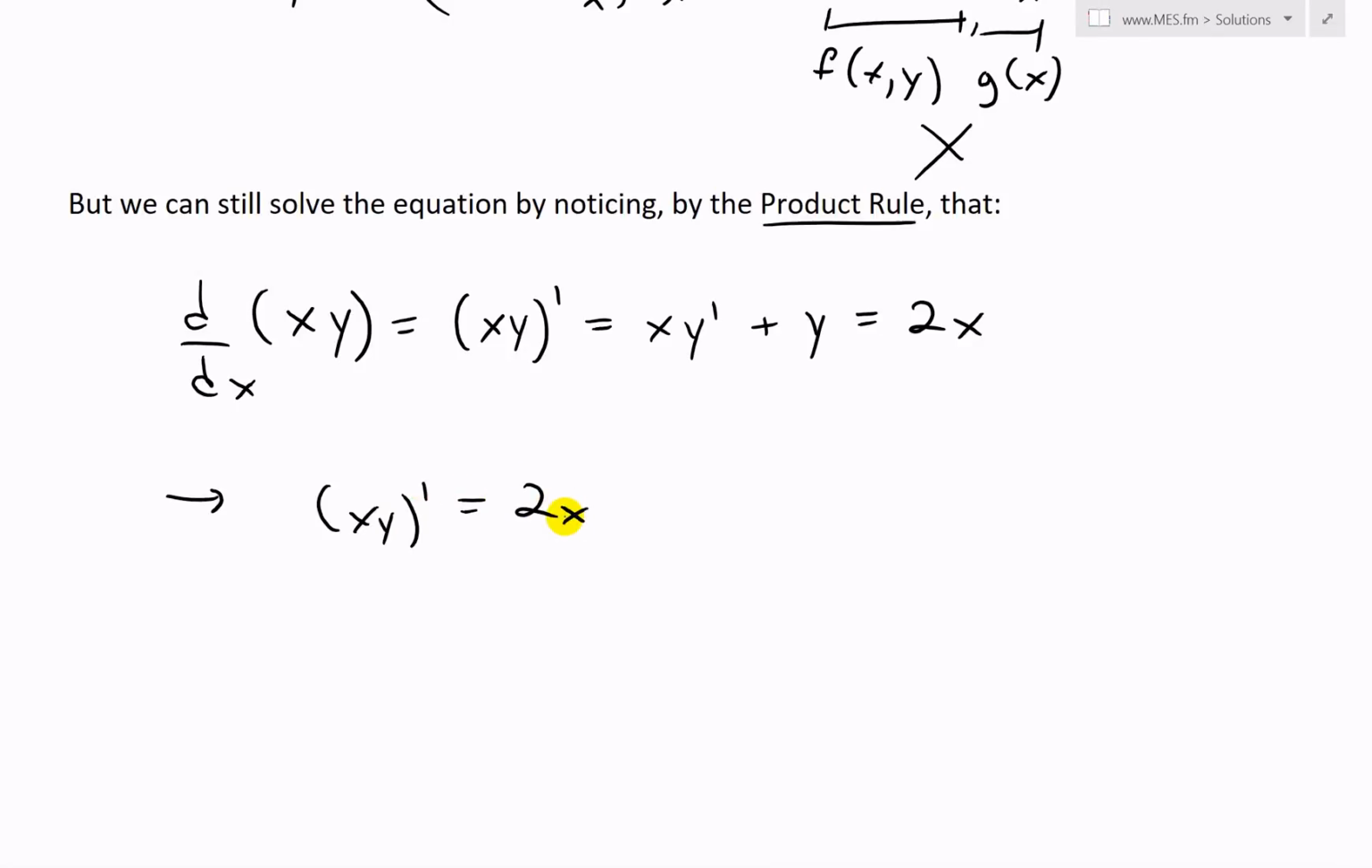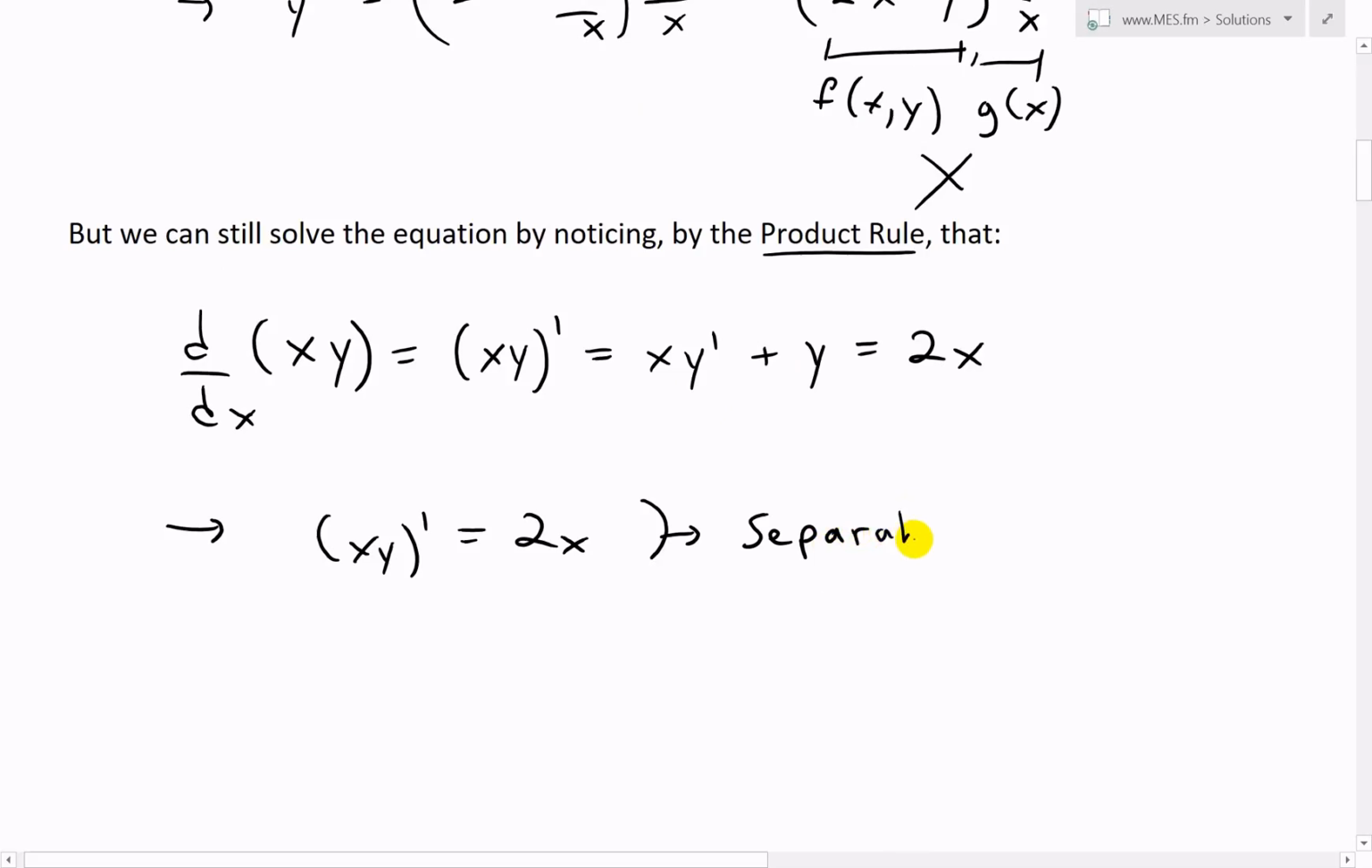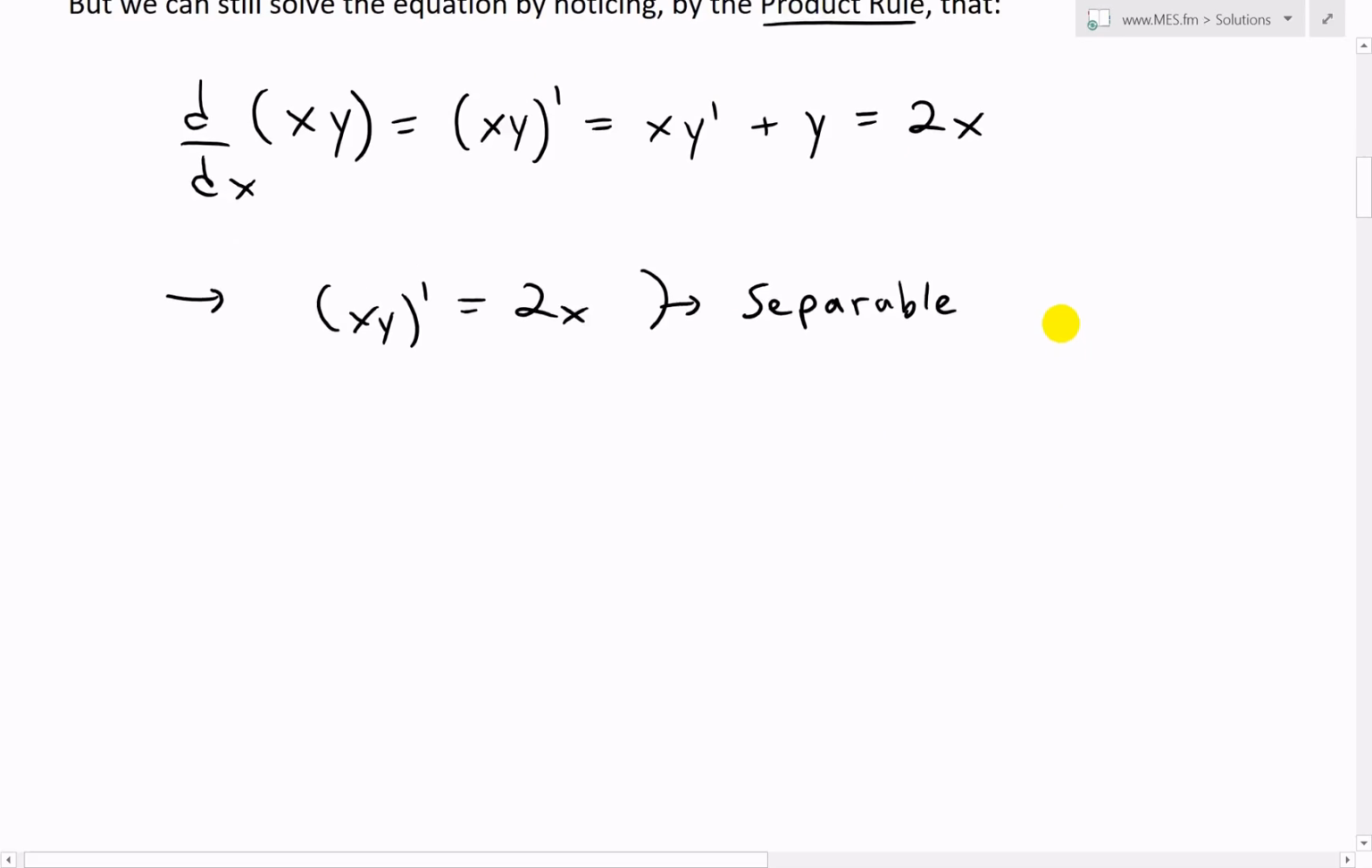And now this is a separable equation. So we'll write that down. I'll just write separable. And the reason is, just look at this one. It's the same thing as writing d(xy) over dx. This is the derivative equal to 2x.